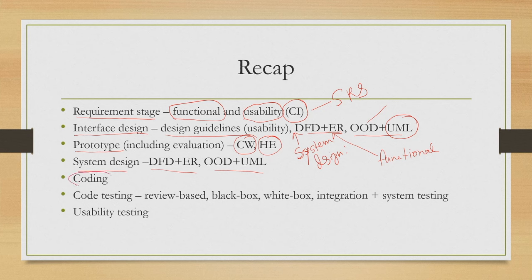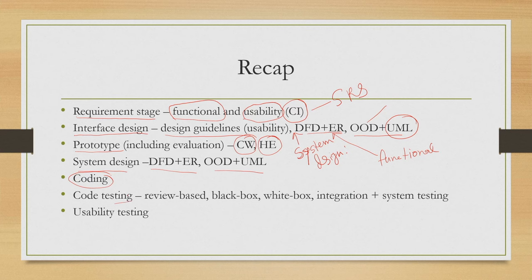This is followed by coding stage. In coding, what we do? We write codes to implement the system. So, good coding practices are the primary concern here. We should follow those to write a code that is understandable and maintainable. This is followed by code testing. We try to find out whether there are any issues with the code that we have written.